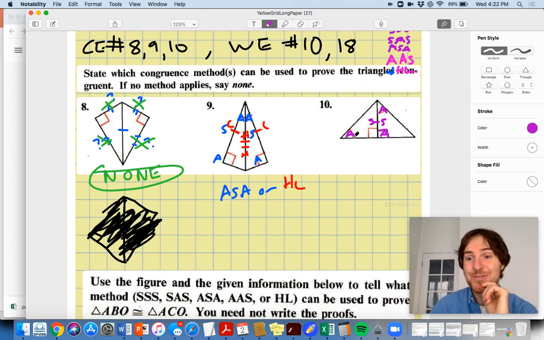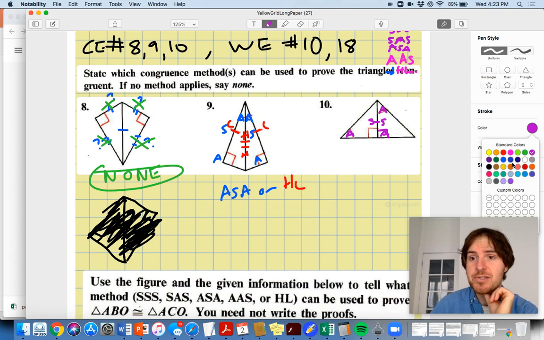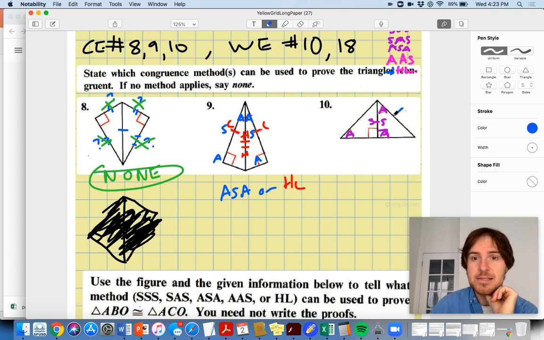And here, do we have ASA? Ooh, this is a tricky one here, my friends. This is an ASA congruency in terms of it matching another triangle here. Is this also ASA? Is the side included on this triangle? This side is included between these two angles here, right? These two angles are part of this side right here.